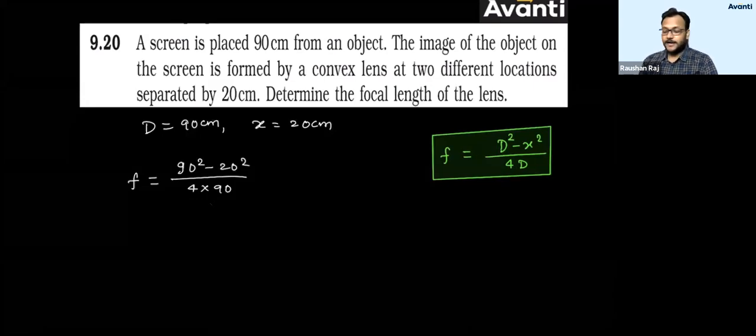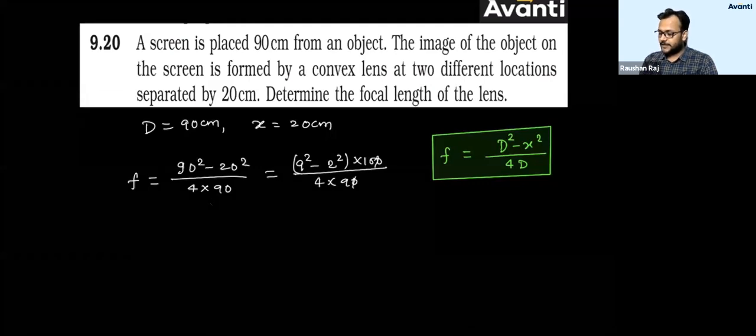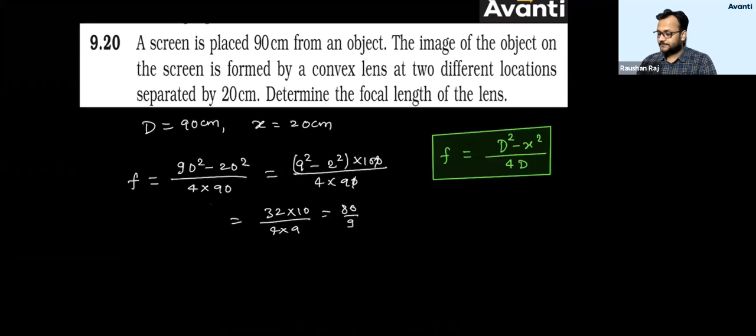कुछ लोगों ने बहुत दिमाग लगाया है, 90 का स्क्वायर किया, 20 का स्क्वायर किया, देन सब्ट्रैक्ट किया और दिमाग का दही किया. करना आपको ऐसा था. ठीक है, तो ये मिलेगा 32 into 10 divided by 4 into 9. You will get 80 by 9. Guys, please click yes if you have understood this.